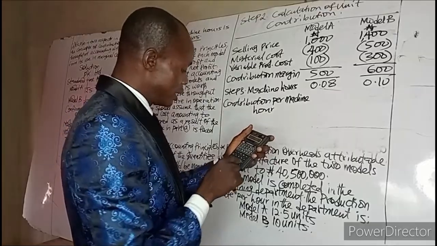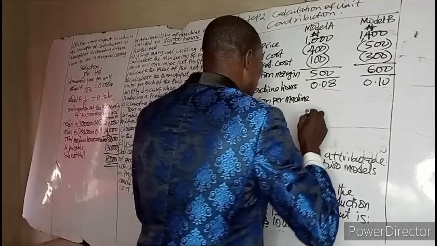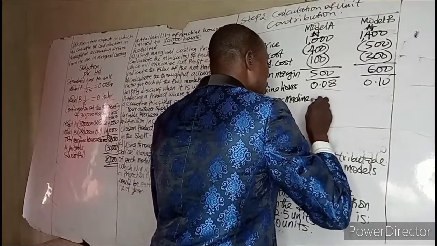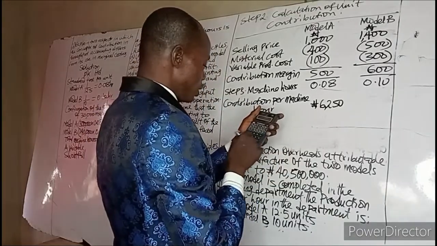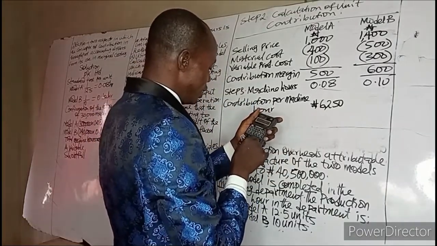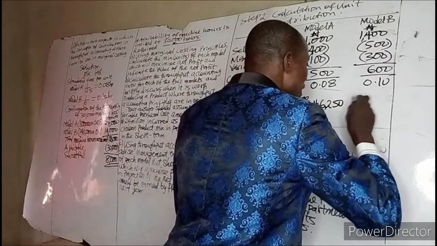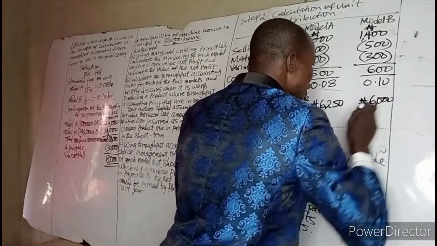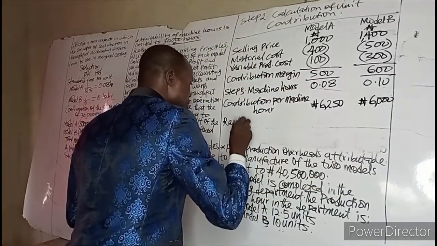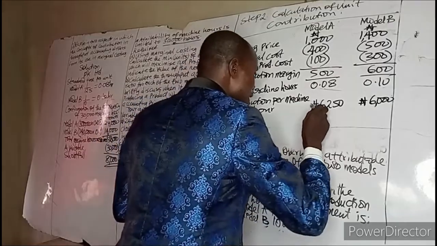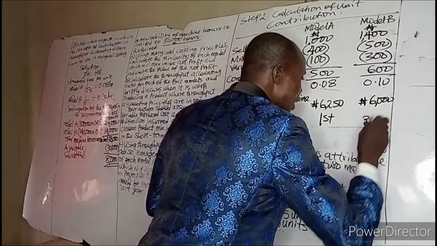We have 500 divided by 0.08. That gives us 6,250. 6,250 for model A. 600 divided by 0.1. That gives us 6,000 naira for model B. The next step is to rank it. Let's have ranking. The one that will be ranked first is the highest, first and then second.